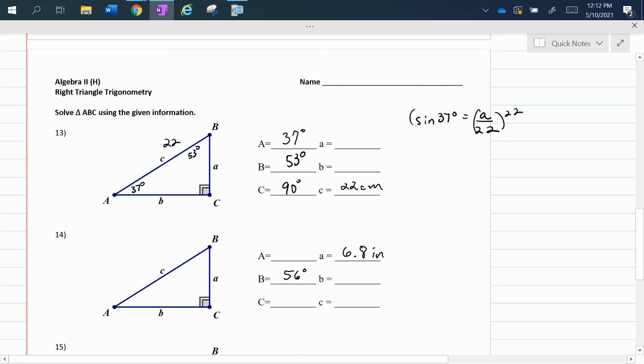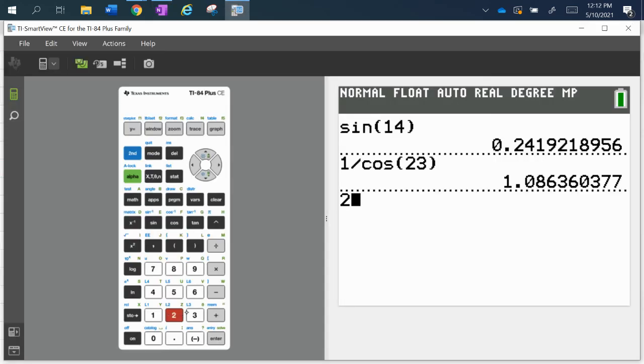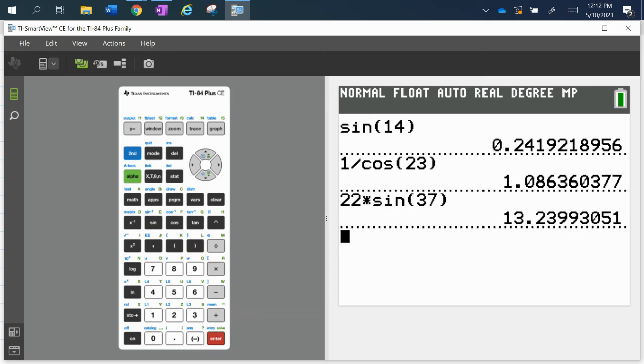So I'm going to multiply both sides by 22. So side A is equal to 22 times the sine of 37 degrees. I'm going to go to my calculator and do 22 times the sine of 37 degrees, and it's going to give me about 13.2.